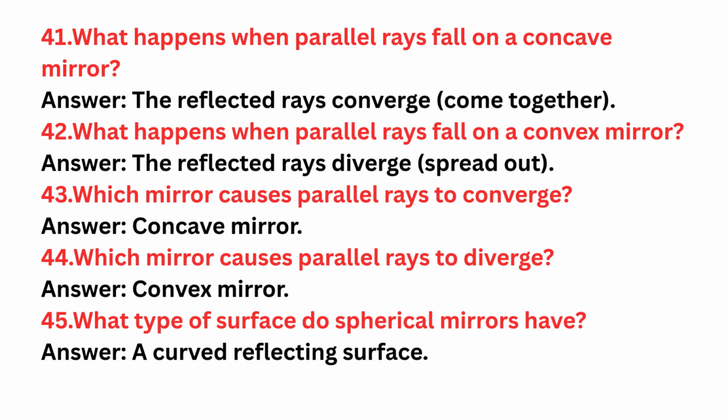Question number 43. Which mirror causes parallel rays to converge? Answer. Concave mirror. Question number 44. Which mirror causes parallel rays to diverge? Answer. Convex mirror. Question number 45. What type of surface do spherical mirrors have? Answer. A curved reflecting surface.